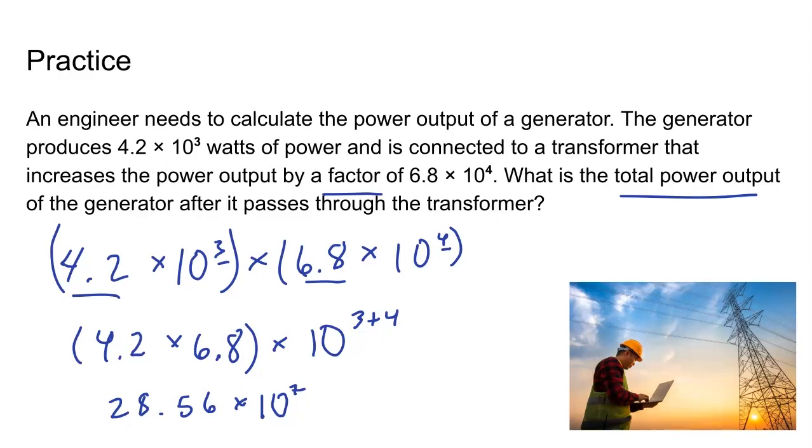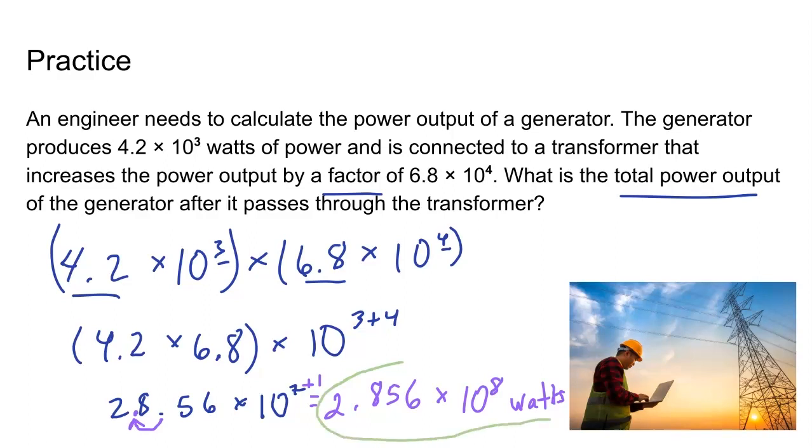But the coefficient is greater than 10, so you need to move the decimal point one place to the left. So the new coefficient becomes 2.856 times 10, and in this case, since you moved the decimal point one place to the left, which decreased it by a factor of 10, you need to offset that by adding 1 to the exponent, and 7 plus 1 is 8. And then add the units, which are watts. So the total power output is 2.856 times 10 to the 8th watts.